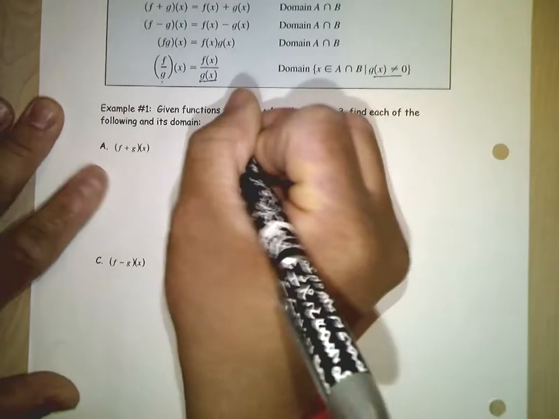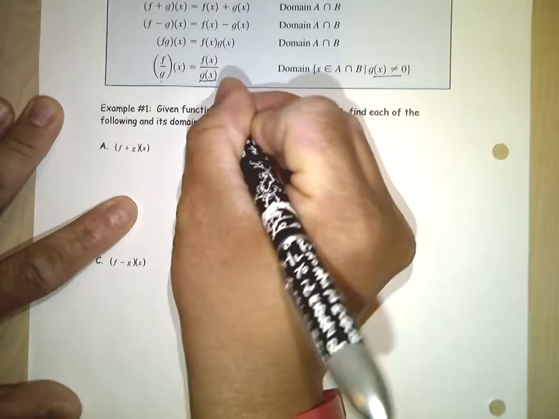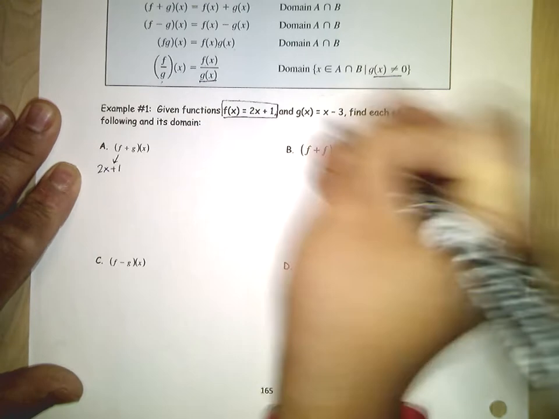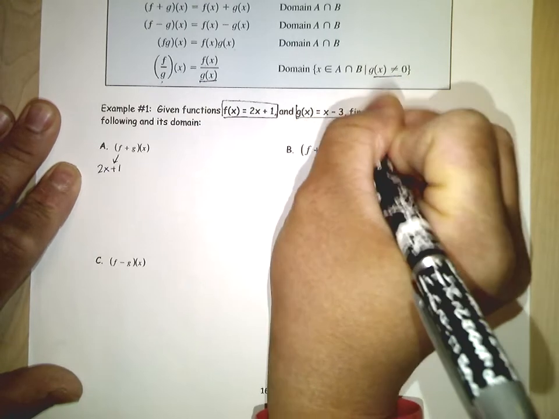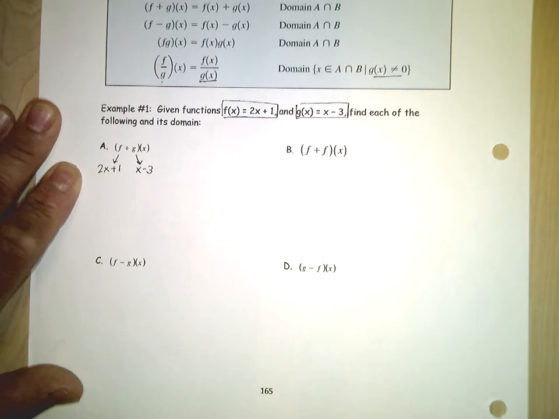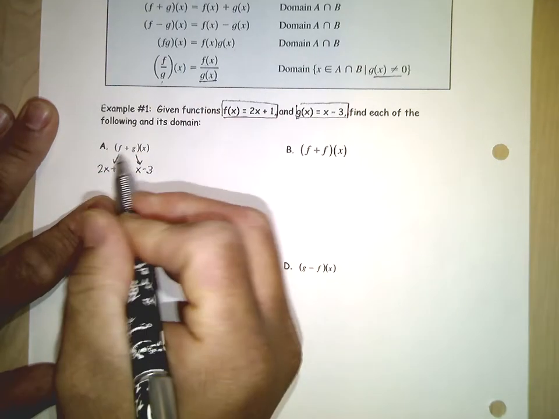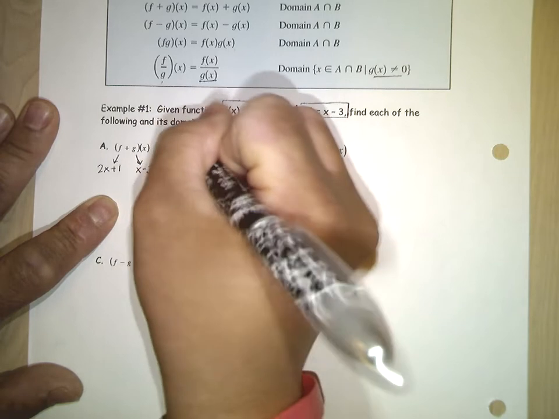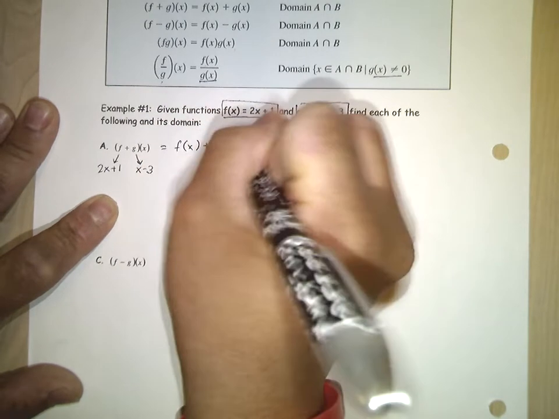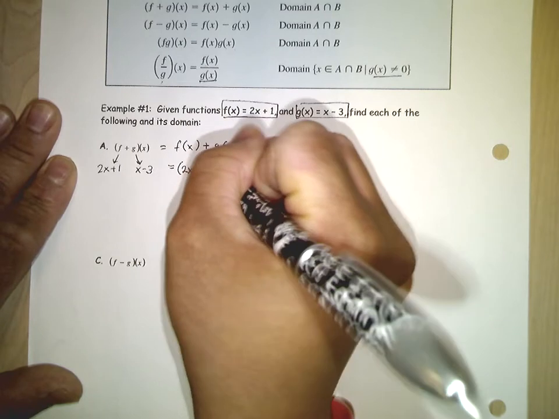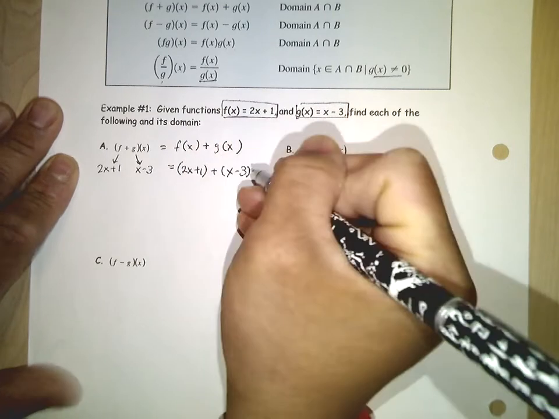We have given functions f(x) equals 2x plus 1, and so I'll write that over here, 2x plus 1. And g(x) equals x minus 3. I'll write that over here, x minus 3. Find each of the following and its domain. So (f + g)(x) equals f(x) plus g(x). That means just to add these together, 2x plus 1 plus x minus 3.